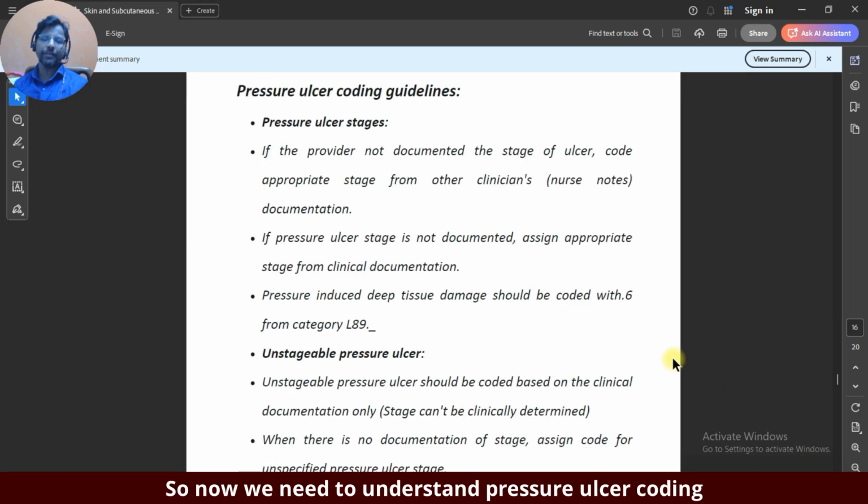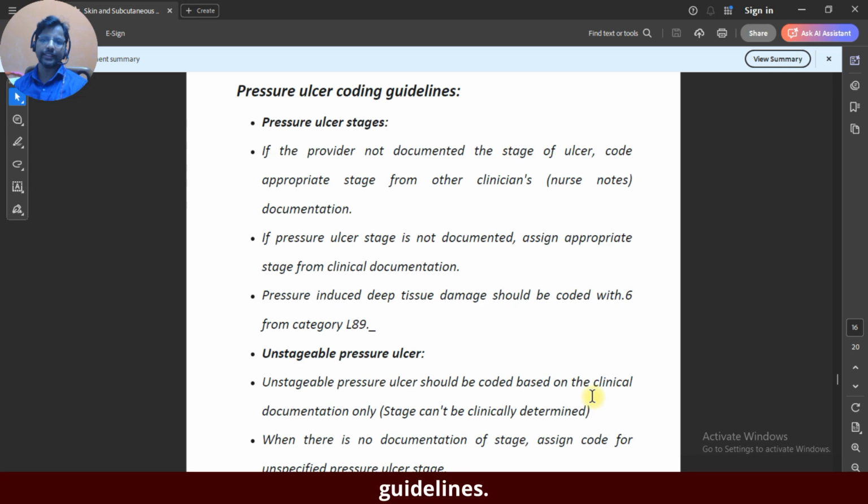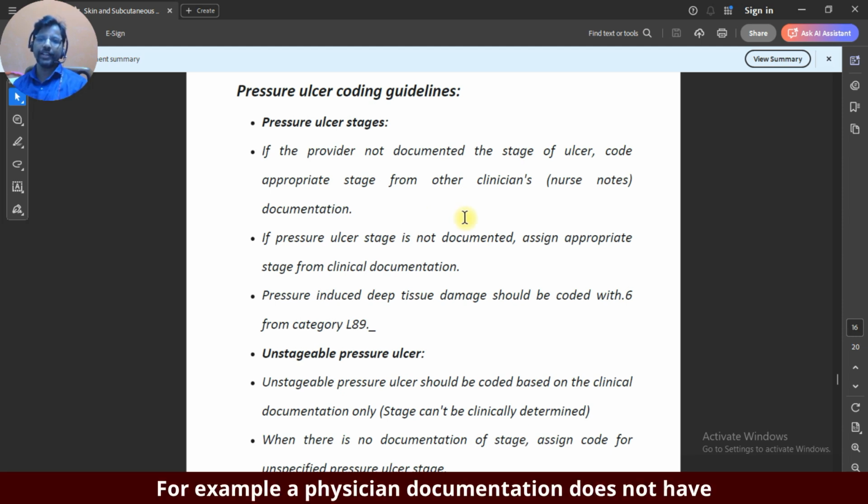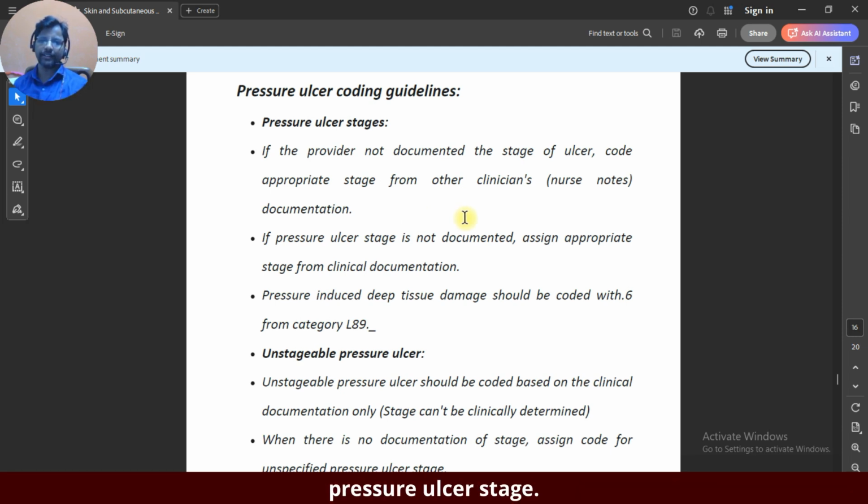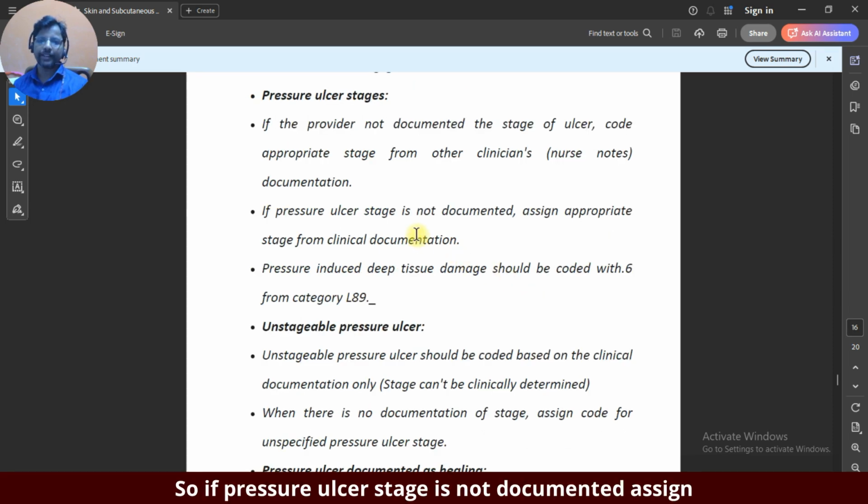Now we need to understand pressure ulcer coding guidelines. Pressure ulcer stages: if the provider has not documented the stage of the ulcer, code the appropriate stage from other clinicians' documentation. For example, if the physician documentation does not have the pressure ulcer stage, we can consider the pressure ulcer stage from nurse notes also. If the pressure ulcer stage is not documented, assign the appropriate stage from clinical documentation.